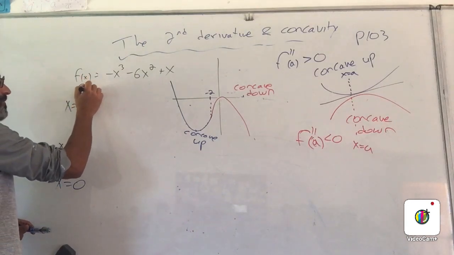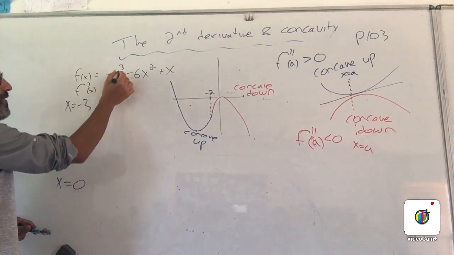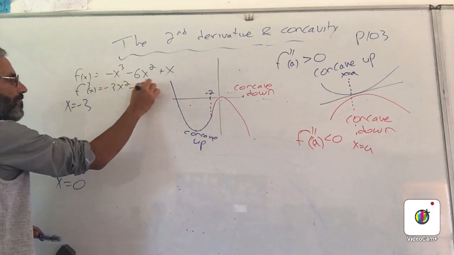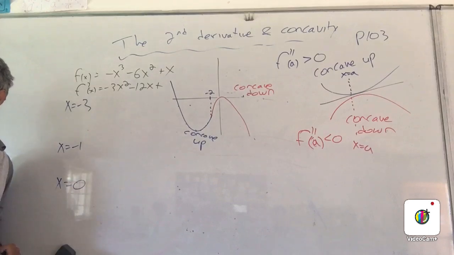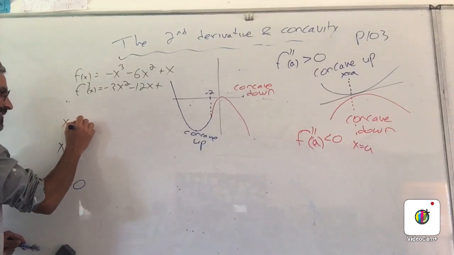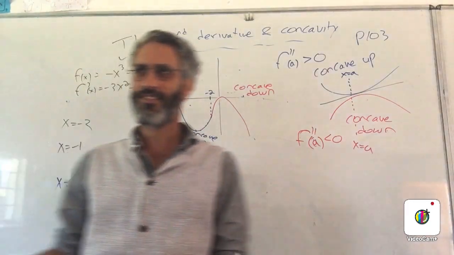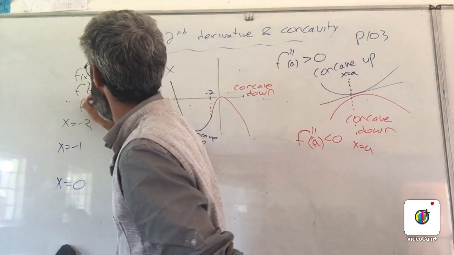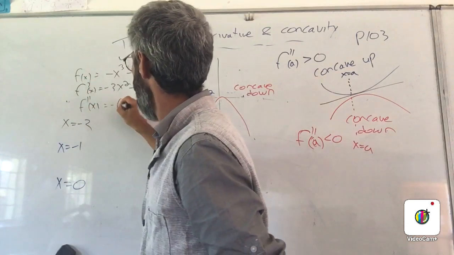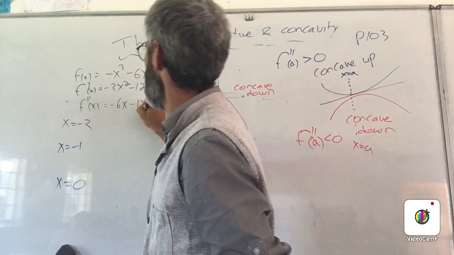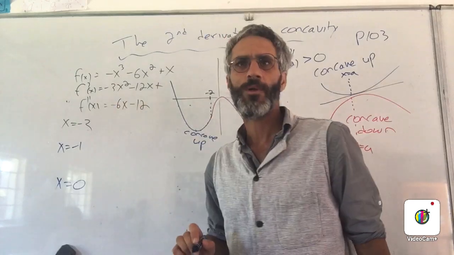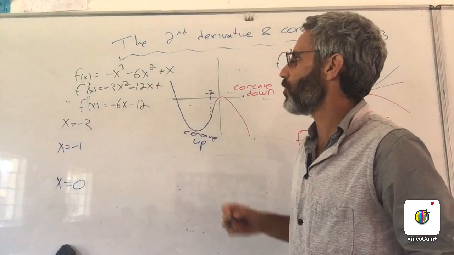Find the derivative. Okay? Right, so I'll just do it quickly. It's going to be minus 3x squared minus 12x plus 1. Now, whenever they ask you about concavity, you also need to find the second derivative. Makes sense. It's in the title here. So it's going to be minus 6x minus 12. Alright? So, just did it twice.